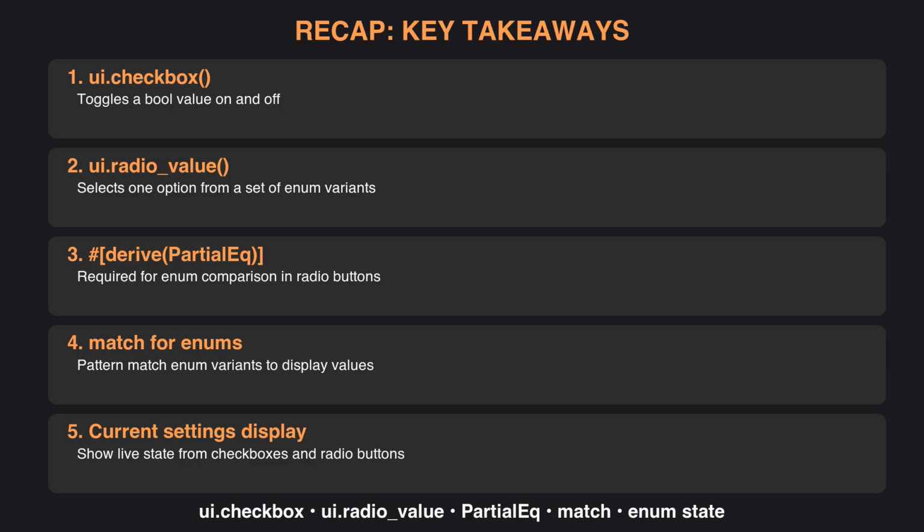Recap. 5 key takeaways. First, checkbox binds to a bool field. Second, radio value selects one enum variant. Third, PartialEq enables enum comparison. Fourth, match converts enums to display text. Fifth, current settings update live.